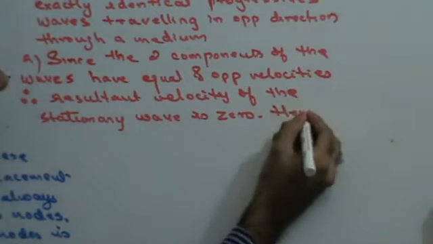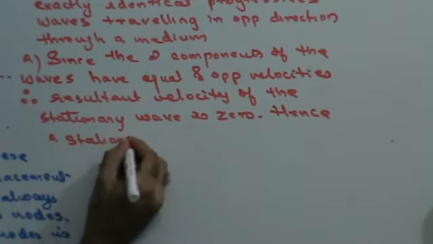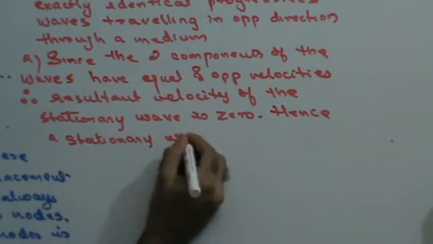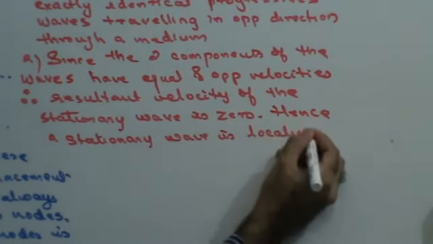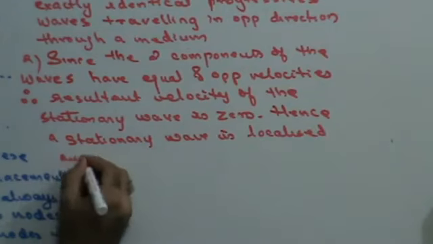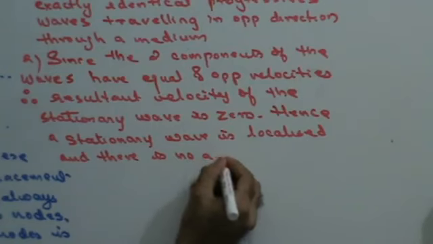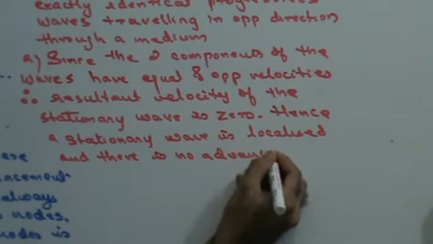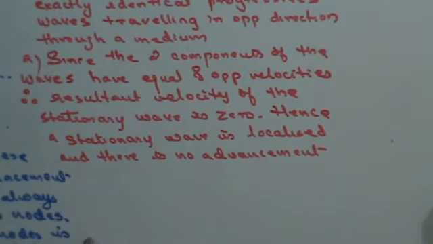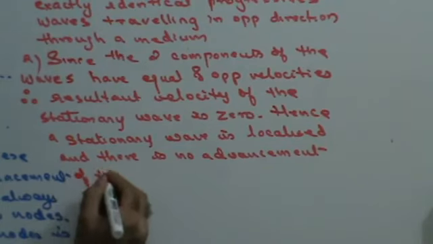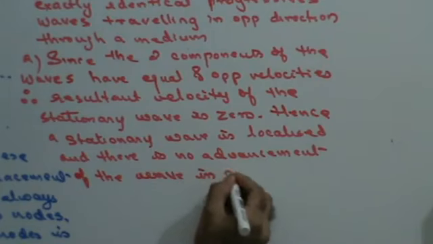Hence a stationary wave is localized and there is no advancement of the wave in any direction.